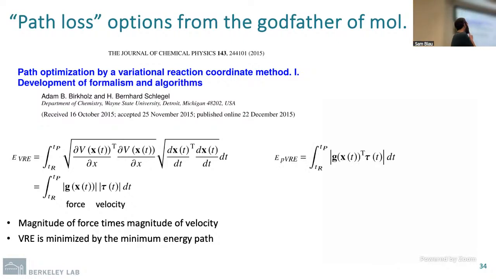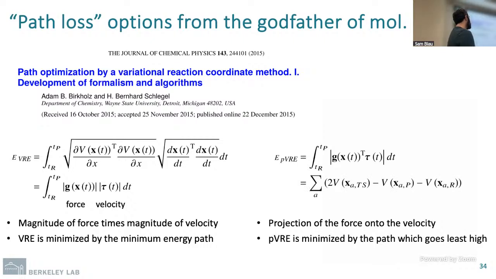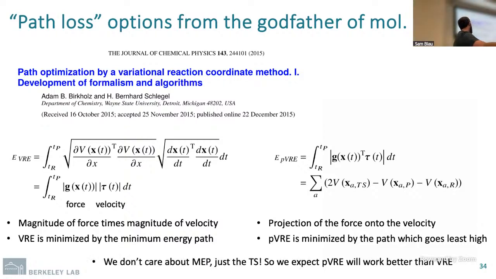But he also defined this other thing, the PVRE, the projected variational reaction energy, which is the projection of the force onto the velocity, which is minimized by the path which goes least high. In other words, it directly targets the transition state. You don't worry about the whole path being the minimum energy path, just the path which goes least high. He basically used this to find some variational bound and then never used it again, just threw it to the side. But the more we chewed on it, we thought that's actually what we want to be doing. We want to be finding the path which goes least high, which should thus go through the best transition state. And so we think PVRE will work better than VRE. But we're not going to assume, we'll test, I'll show you.